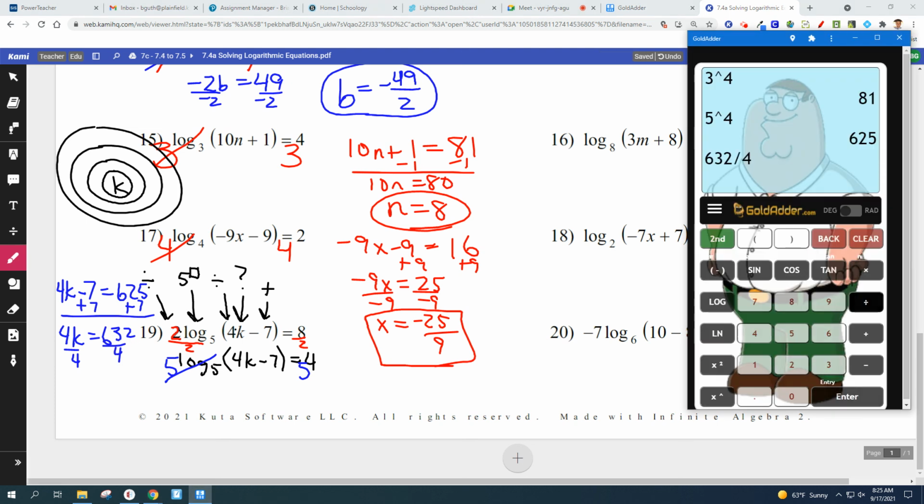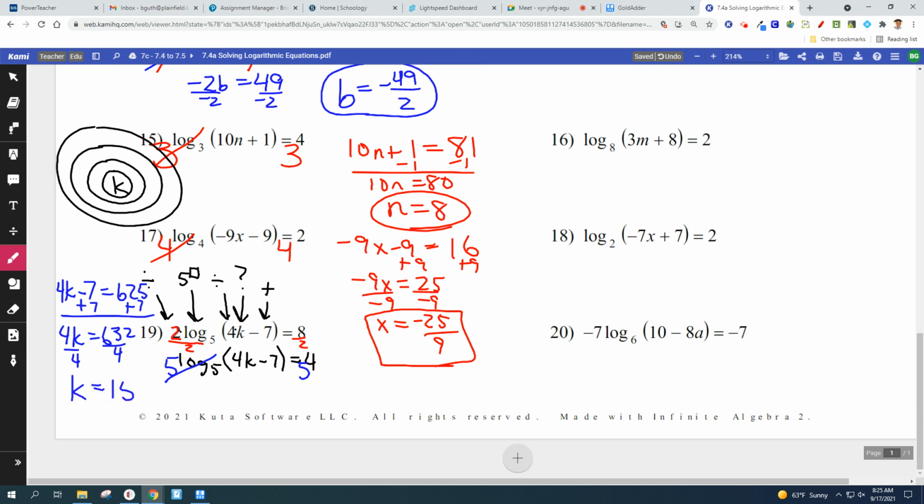632 divided by 4. 158. K equals 158. Tough stuff. Good luck.